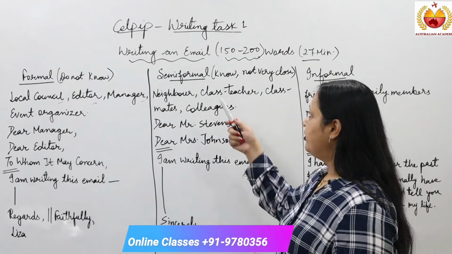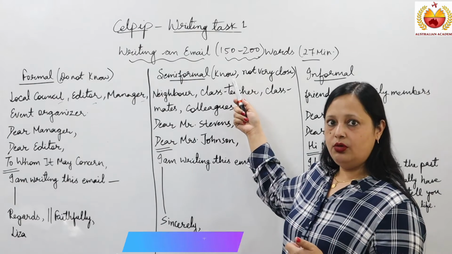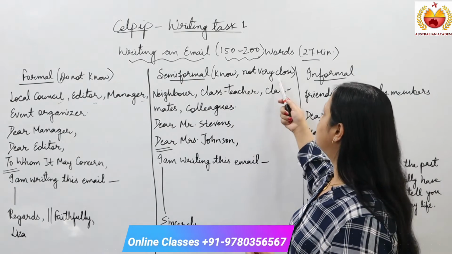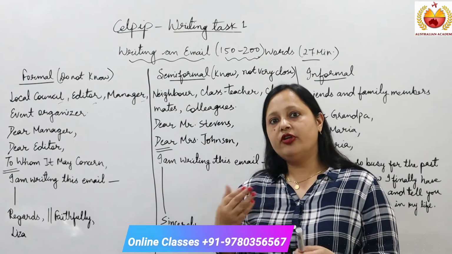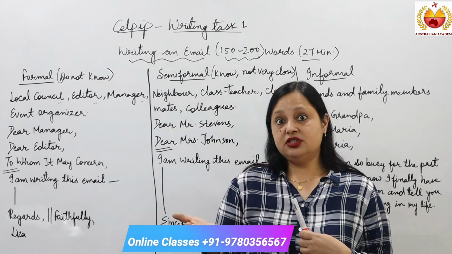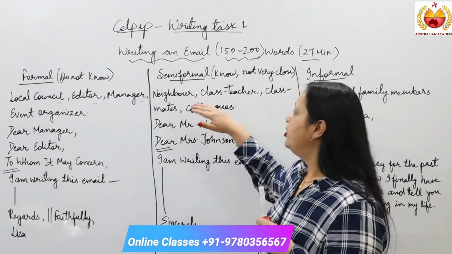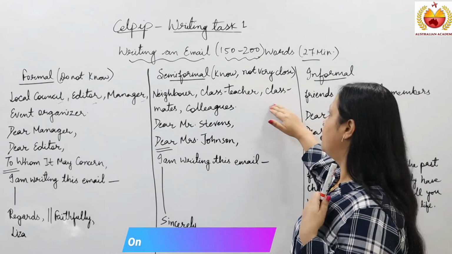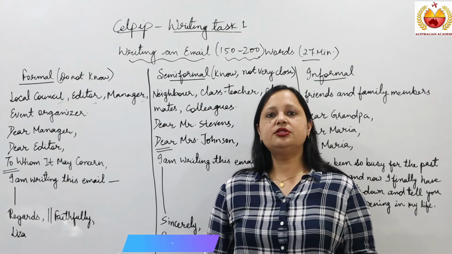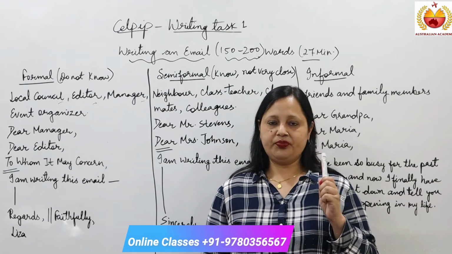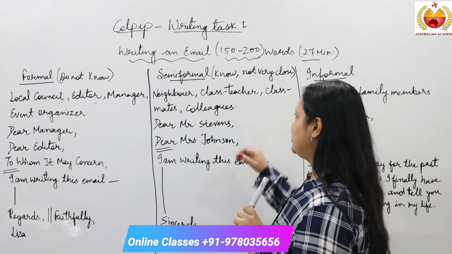Okay. Then second we have the semi-formal email. Semi-formal is when you are writing to someone you know, but the person is not very close, not your friend or family member. So somewhere you have to respect the person in that way. For example, if you are writing to a neighbor, your class teacher, your classmates, or your colleagues, that falls in the category of semi-formal email.